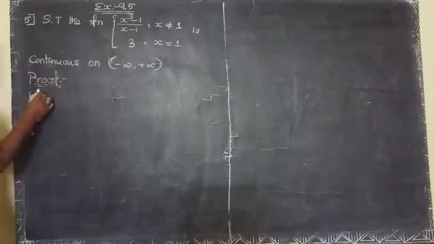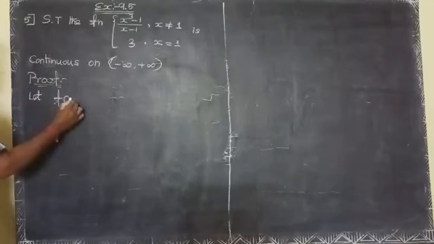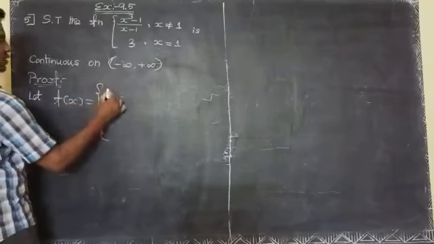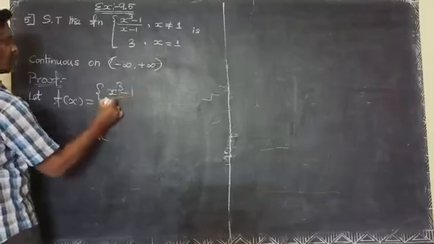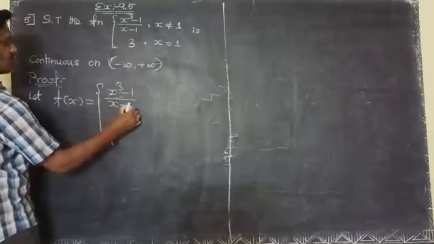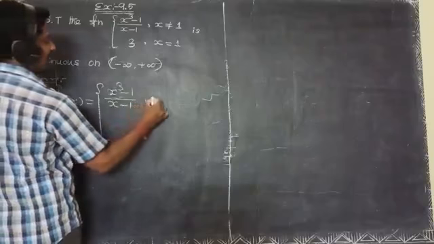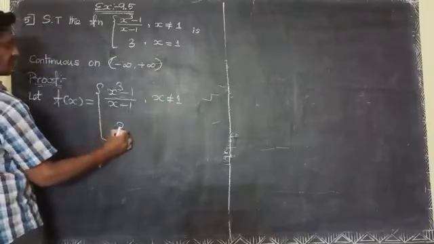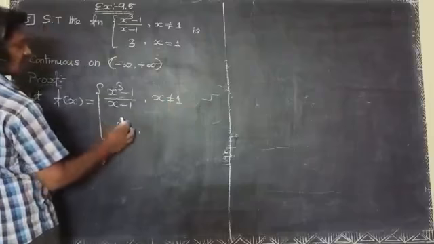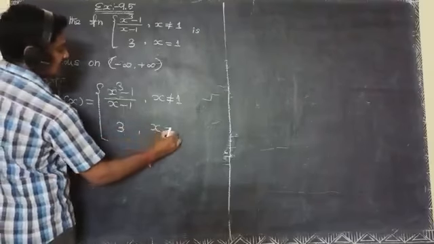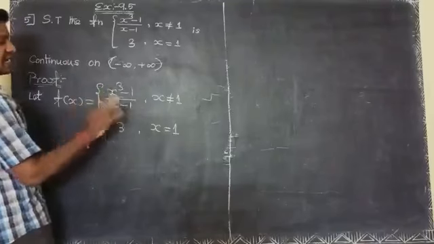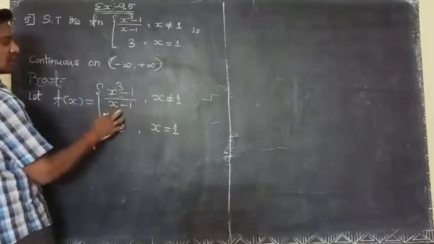Let f of x equal to x cube minus 1 divided by x minus 1, if x not equal to 1. Suppose x equal to 1, the constant function is 3. The given function is not defined at x equal to 1.